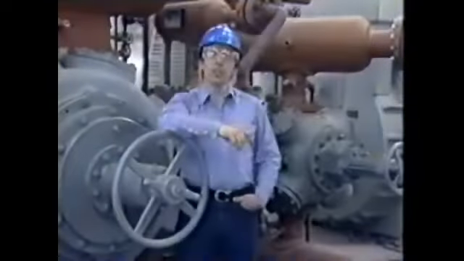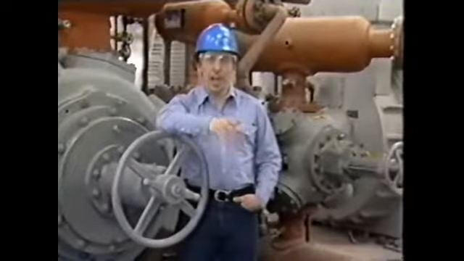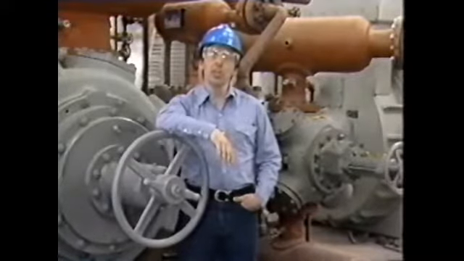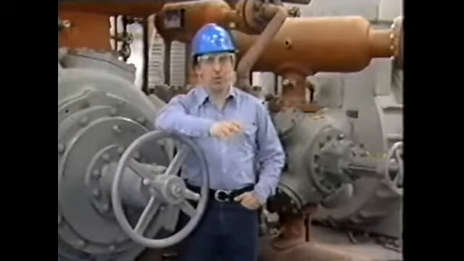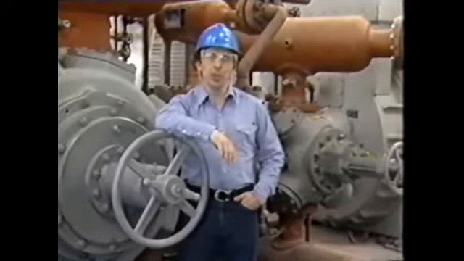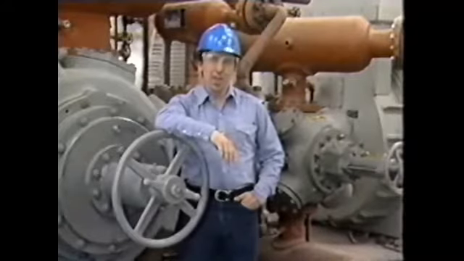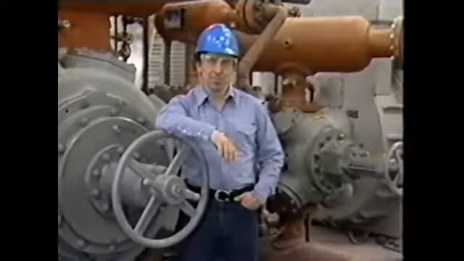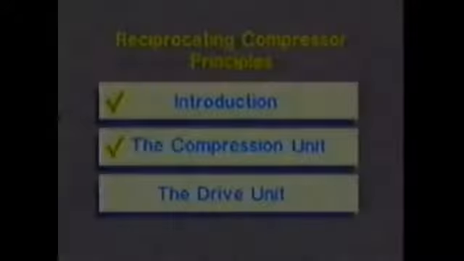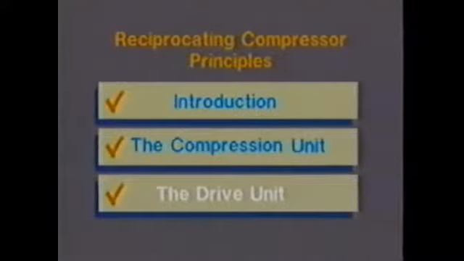In Section 2, you were introduced to the compression unit and how it operated. In this section, we will cover the drive unit. You'll see how the crank end transfers power to the compression unit, how the compression unit and power source can be integrated, and how gas pressure can be increased using multi-staging. This is the third section of a three-section module dealing with reciprocating compressor principles.